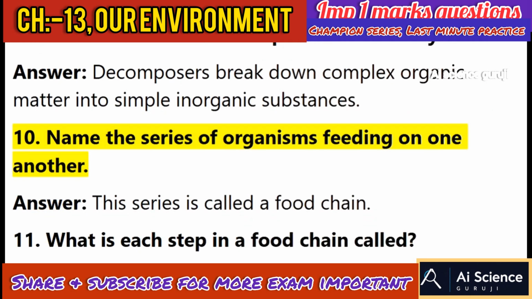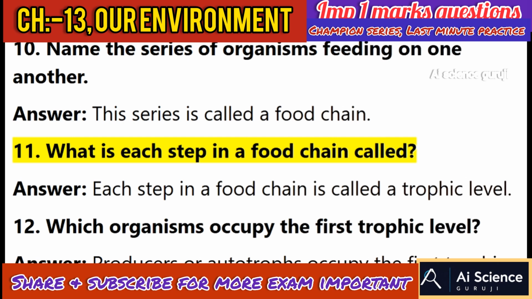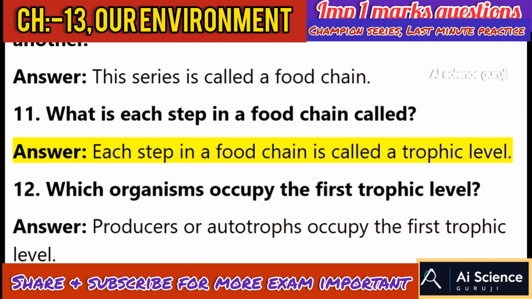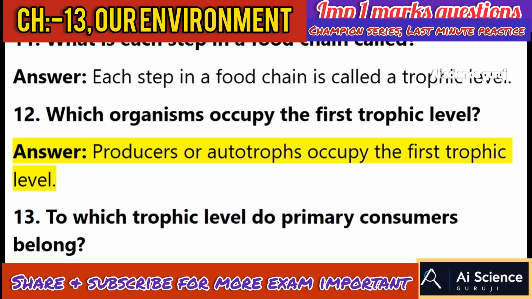10. Name the series of organisms feeding on one another. Answer. This series is called a food chain. 11. What is each step in a food chain called? Answer. Each step in a food chain is called a trophic level. 12. Which organisms occupy the first trophic level? Answer. Producers or autotrophs occupy the first trophic level.